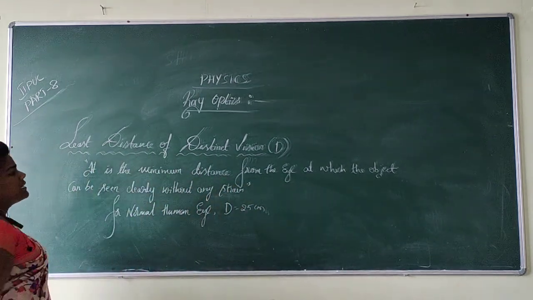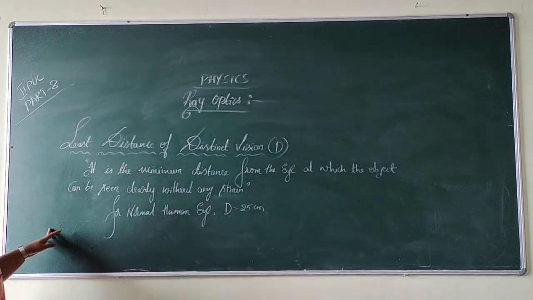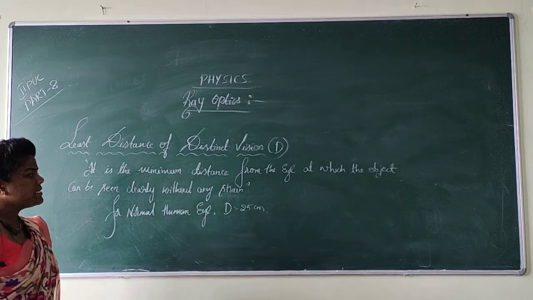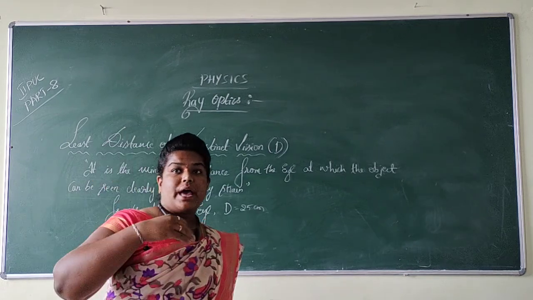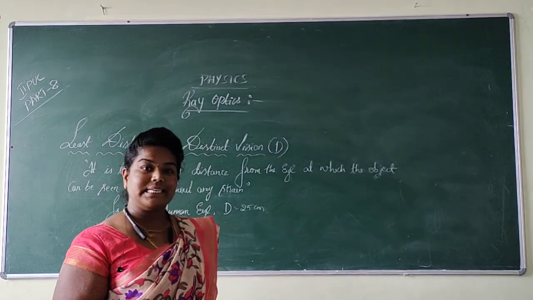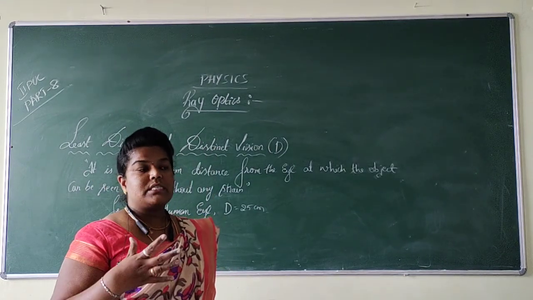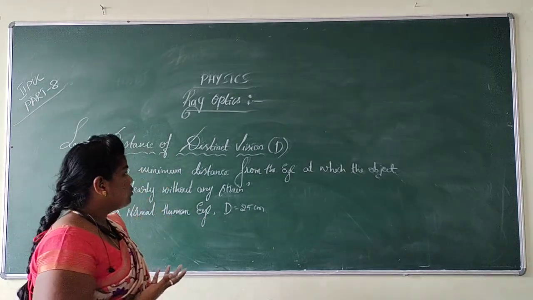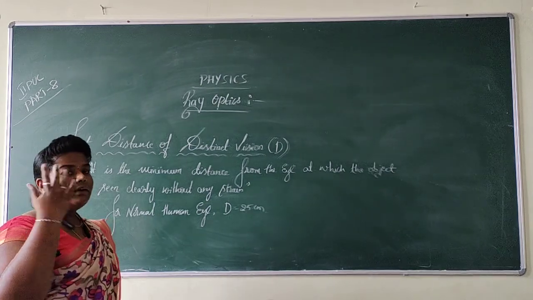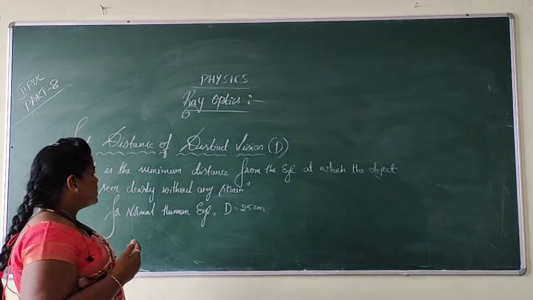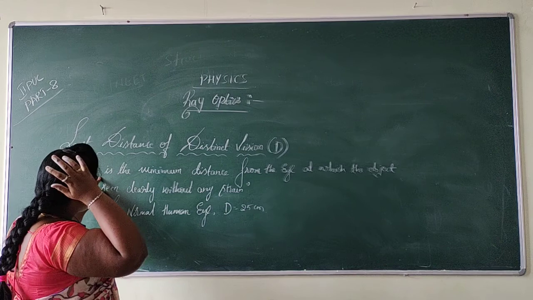Keep this in mind, I am repeating again. It is the minimum distance from the eye at which the object can be seen clearly without any strain. Suppose you place an object very far away from you so that you cannot see it clearly, then you would have to apply a large amount of force on your eye muscles.